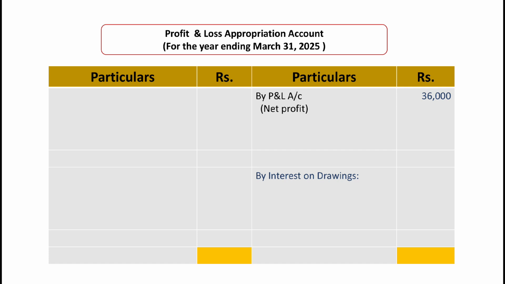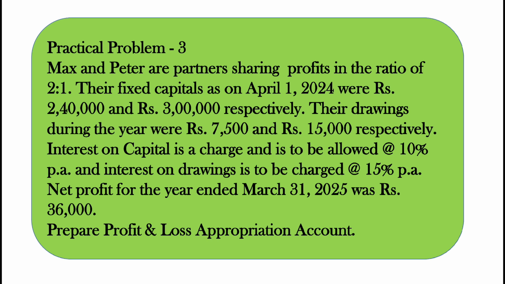Then we have to write the partners' names. Partners' names are Max and Peter. Then we have to calculate the interest on drawings. So first, for Max, interest on drawings: you can see Max's drawing is given as 7,500 and the rate is 15%.